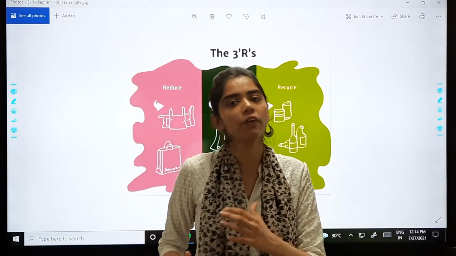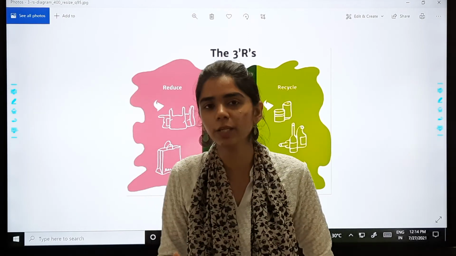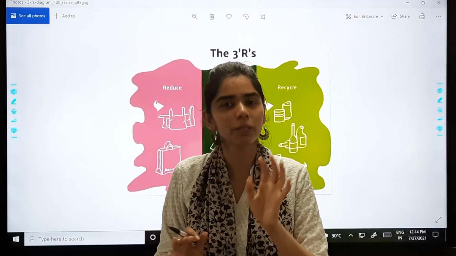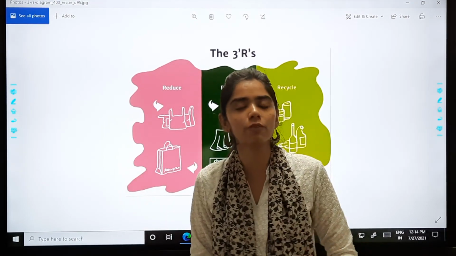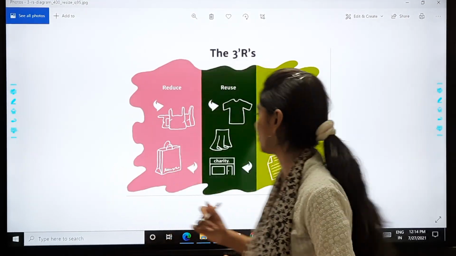But please make sure when you donate your clothes for charity, it should not be torn or in a bad condition. Okay, that's not a good thing. When we are donating it to someone, it should be in a good condition.